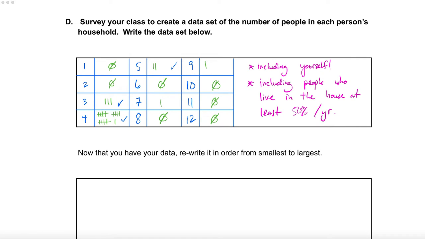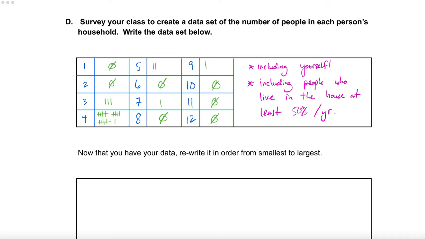This is an in-class data set. Now, unfortunately, we're not in class to calculate this, so this is just the data set that I had from another class. This is data gathered around the question, how many people live in each household? When we were doing this, we said it needs to include yourself, and it includes people who are living in the house at least 50% of the year. So with that being said, we gathered up the data, and here's what we have.